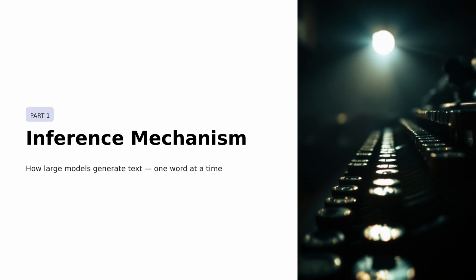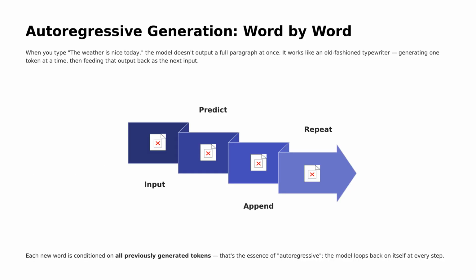Welcome to Part 1, where we'll explore the inference mechanism behind large language models. These models are designed to generate text by predicting one word at a time. Essentially, they analyze the context provided by preceding words to determine the most likely next word. This process continues iteratively, allowing the model to construct sentences, paragraphs, or even entire narratives that are coherent and contextually relevant. Let's dive deeper into how this fascinating process works.